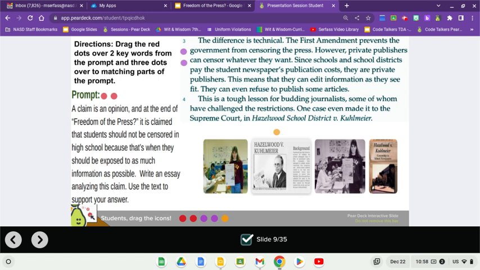I'd like you to find two parts of the green text here with these purple dots. And I'd like you to find two parts that you feel help answer that prompt or address the prompt. Please do so now.